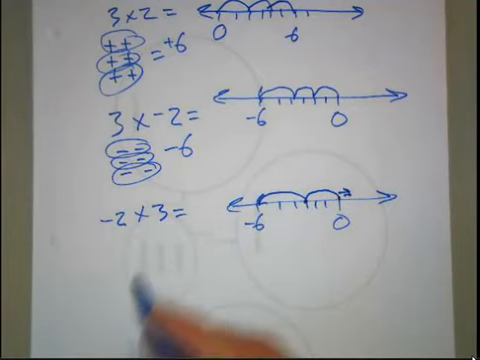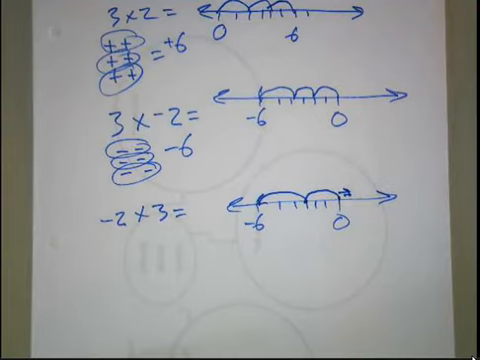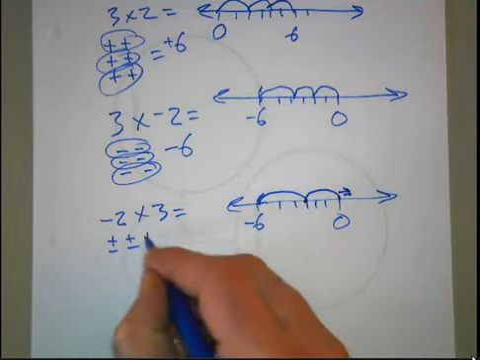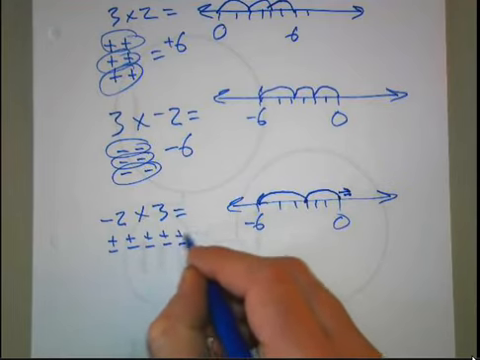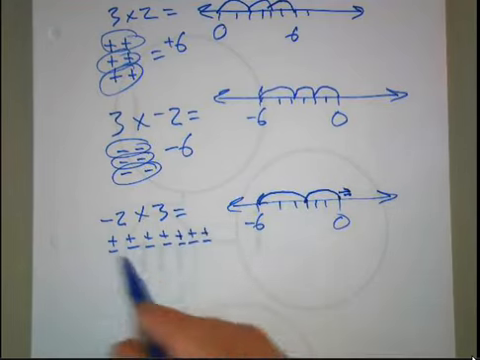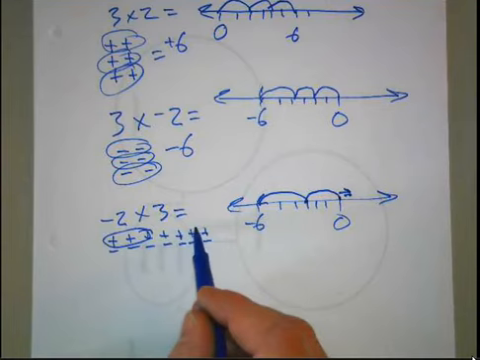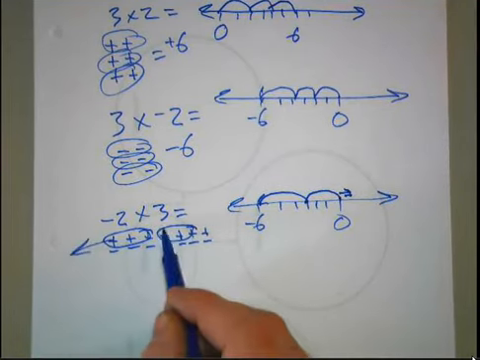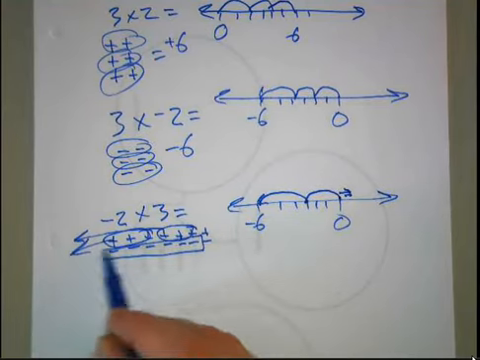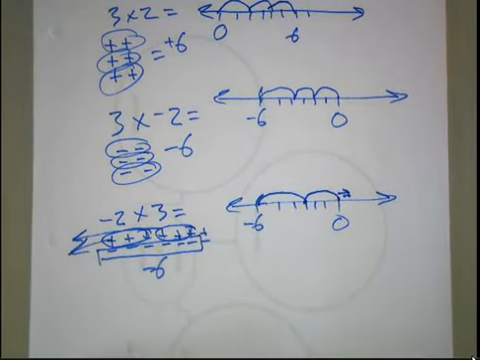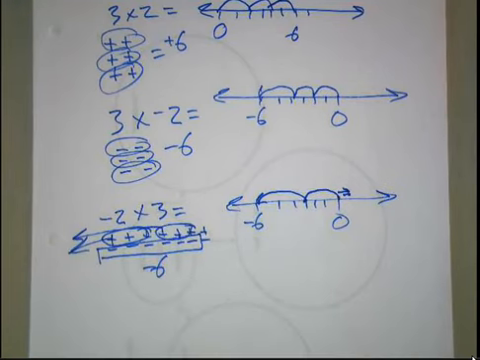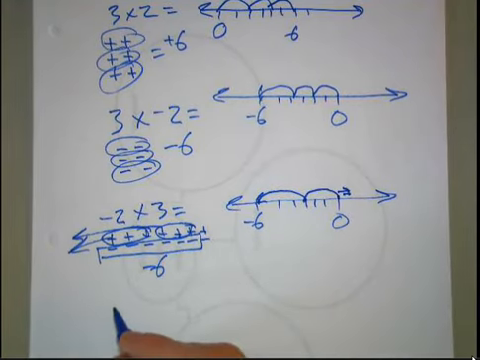In a chip model, it looks like this. I'm taking away 2 groups of positive 3, but I don't have anything on my board. What do I put on my board when I don't have anything to take away? These wonderful, lovely, neutral pairs. And now I'm taking away 2 groups of 3. 1, 2, 3. 1, 2, 3. Off the board they come. I'm left with negative 6. So when you take positives off the board, you're leaving behind negatives.